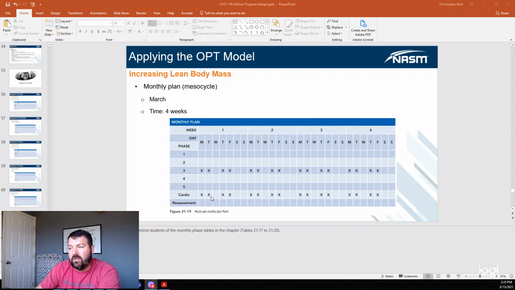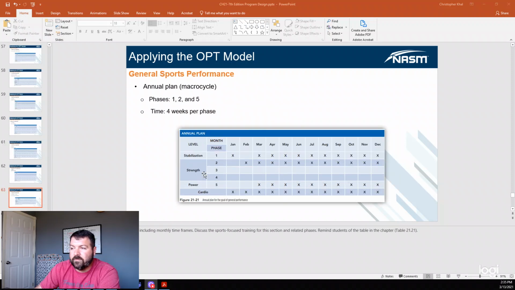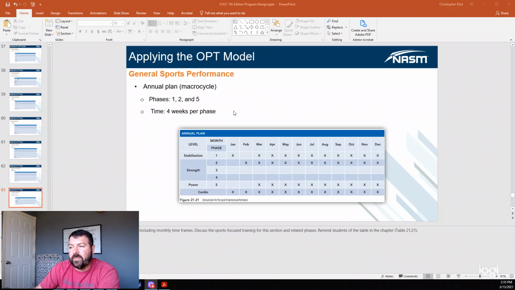And then here's March. We're in phase 3. And then April, we're in phase 4. And so forth. That's increasing lean body mass. Okay, general sport performance. Here's the macro cycle. January, phase 1. March, we're in phase 2, all with cardio components. And then for the rest of the year, we're in phase 1 and 2, and then power. So I didn't even touch on 3 and 4.